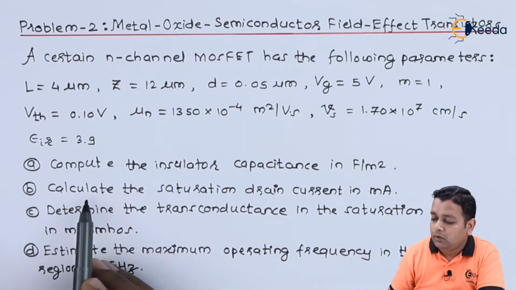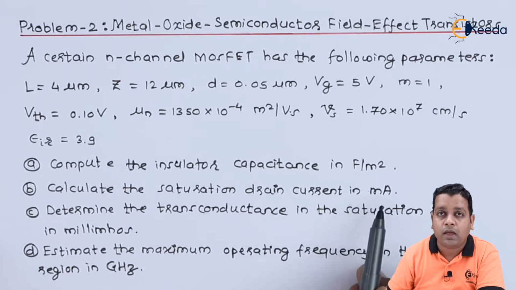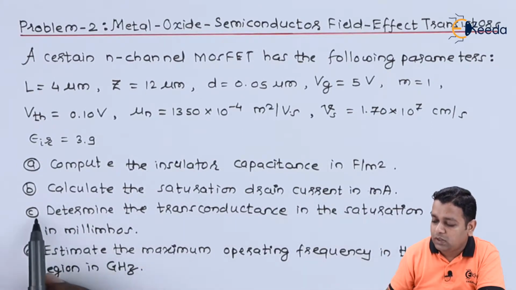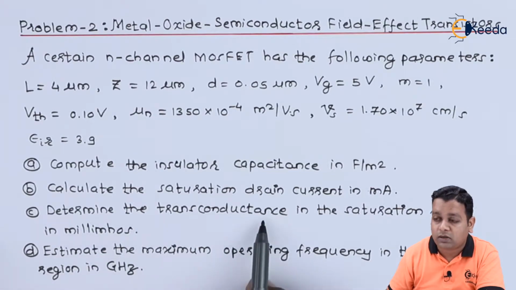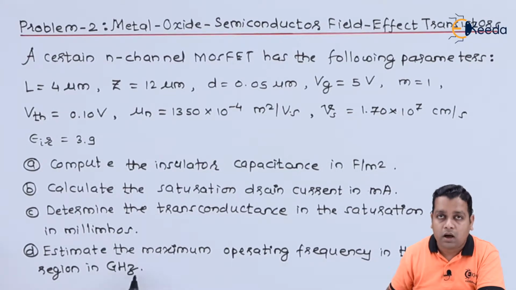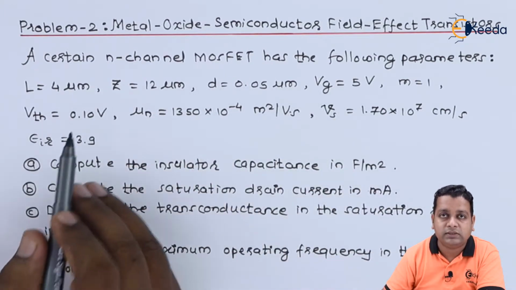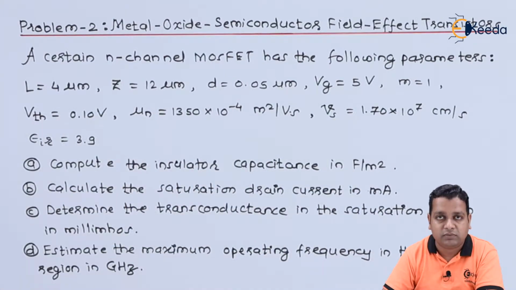In part B, we need to make the calculations for the saturation drain current in terms of milliamperes. Next to that, we need to determine the transconductance in the saturation region in terms of millimhos. And lastly, in part D, we need to estimate the maximum operating frequency in the saturation region in terms of gigahertz here. So we first of all identify the given parameters in the problem statement.